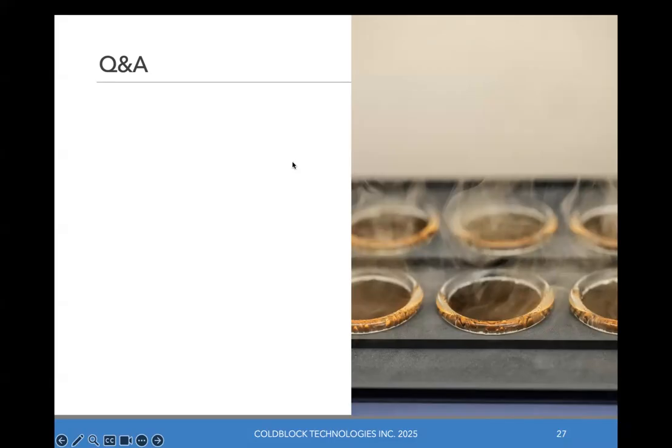This is actually something we're actively investigating, determining how fine the sample needs to be to achieve efficient digestion in ColdBlock. I don't have a definitive answer right now, but it's part of an ongoing method development.